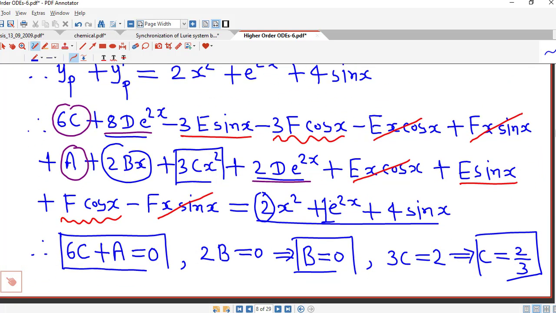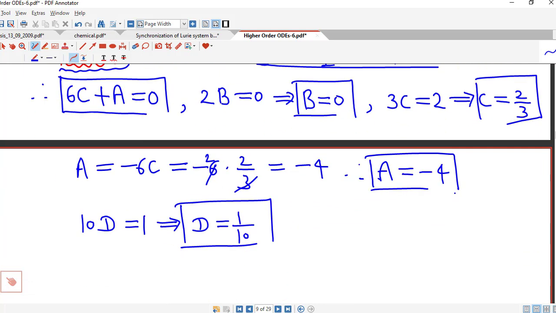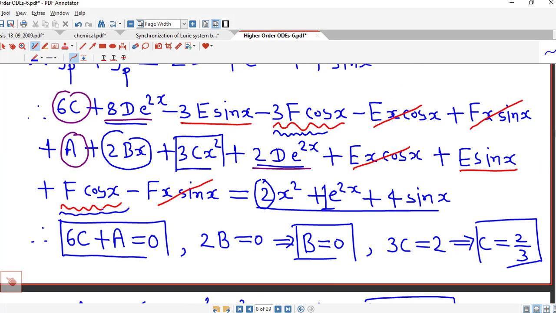Now we compare the coefficients of cos x. So for cos x we have minus 3f cos x, and here f cos x, that is minus 2f cos x, and there is no term with cos x on the right hand side. So we obtain minus 2f equal to 0. So we have f equal to 0, because on the left hand side we have minus 2f cos x, but on the right hand side there is no term with cos x, so minus 2f equal to 0.